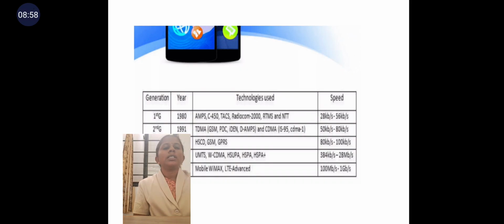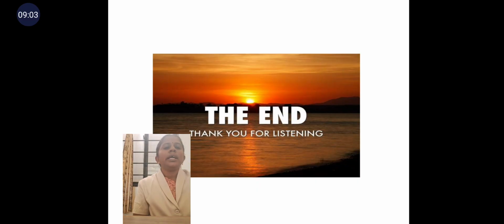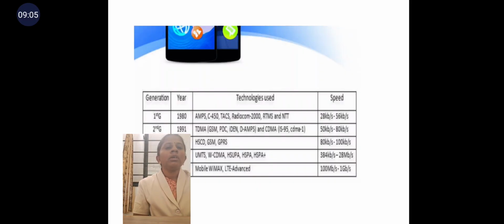The next one is 2.5 generation, established in the year 1995, and the technologies used are HSCSD, GSM and GPRS. The speed is 80 kilobits per second to 100 kilobits per second. The next one is 3G network, developed in the year 2001, and the technologies followed are UMTS and wideband CDMA. The data speed is 384 kilobits per second to 28 megabits per second.